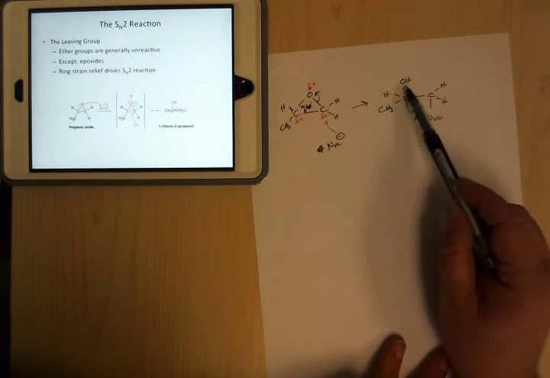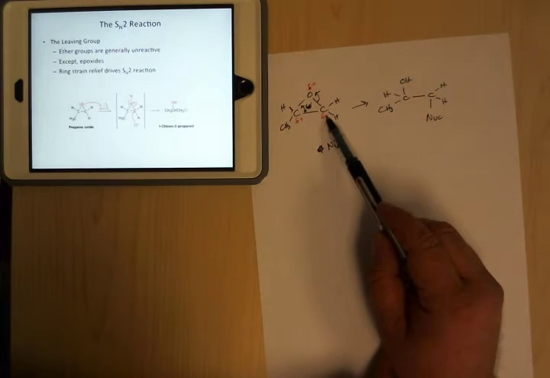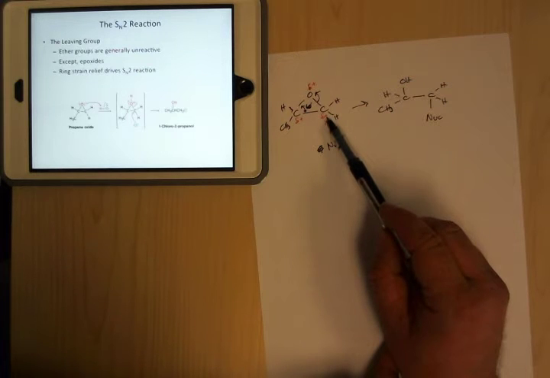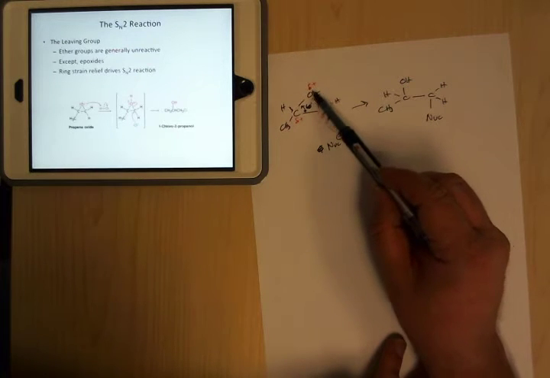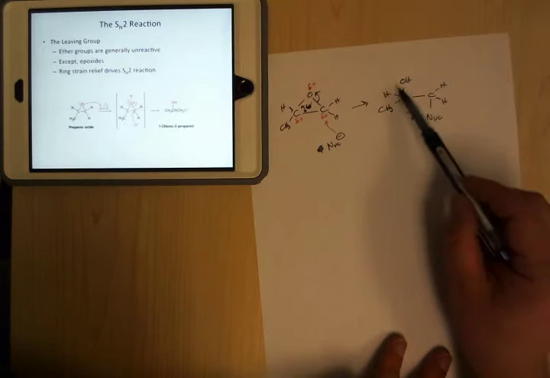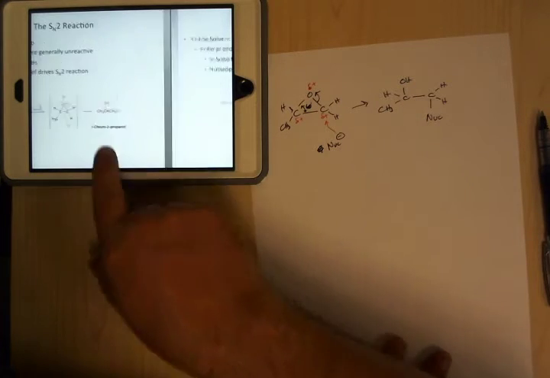But one of the big things that happens is that you not only get the attraction here, the negative charge with this partial positive, but you also get the relief of this ring strain. And so this is a nice way of doing it.